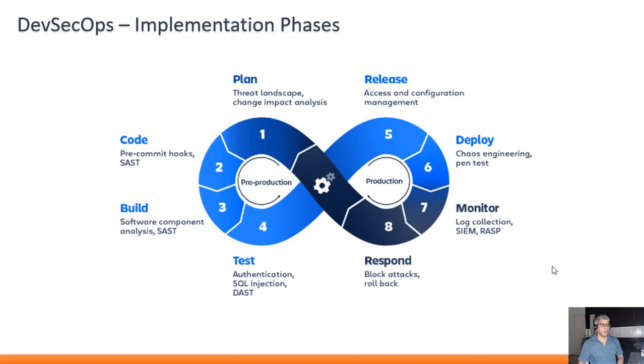All right. Now, just to give you an overview, this is one of the implementation phases. How it looks: you have plan, release, deploy, monitor, respond, test, and build and code, right? So you code, then you plan, you release, you deploy, you monitor it, you build it, you test it. So these are the different phases that are part of your DevOps pipeline. Now, in each of these phases, there is a considerable amount of security threats that can be part of these particular phases.